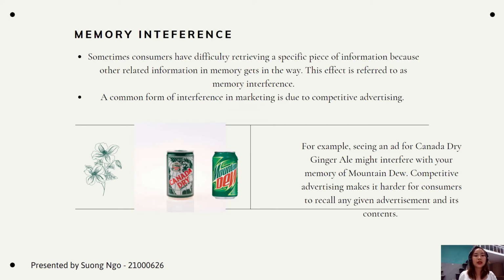And next is memory interference. Sometimes consumers have difficulty retrieving a specific piece of information because other related information in memory gets in the way. This effect is referred to as memory interference. A common form of interference in marketing is due to competitive advertising. You can see the reign of Canada Dry and Ginger Ale might interfere with your memory of Mountain Dew.